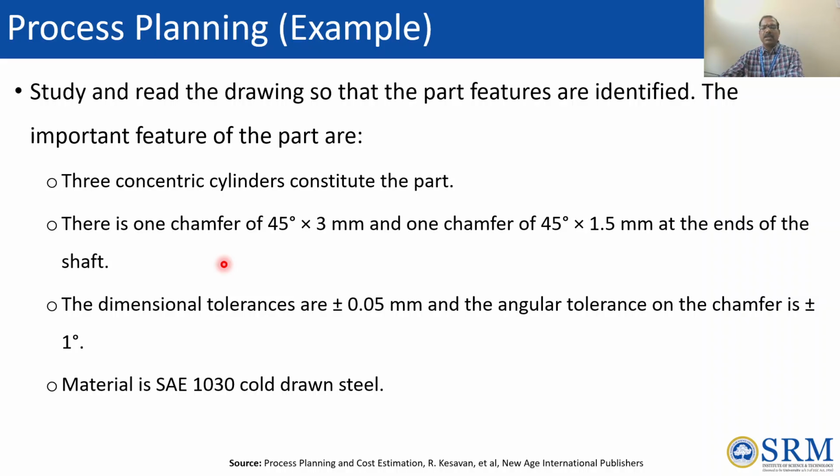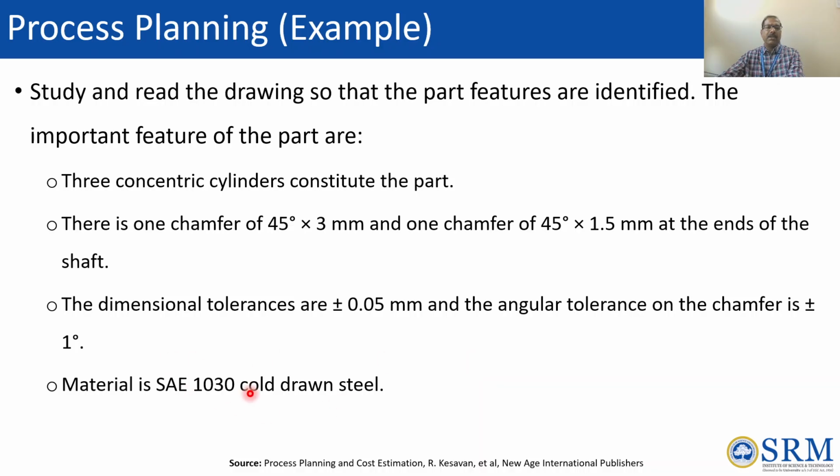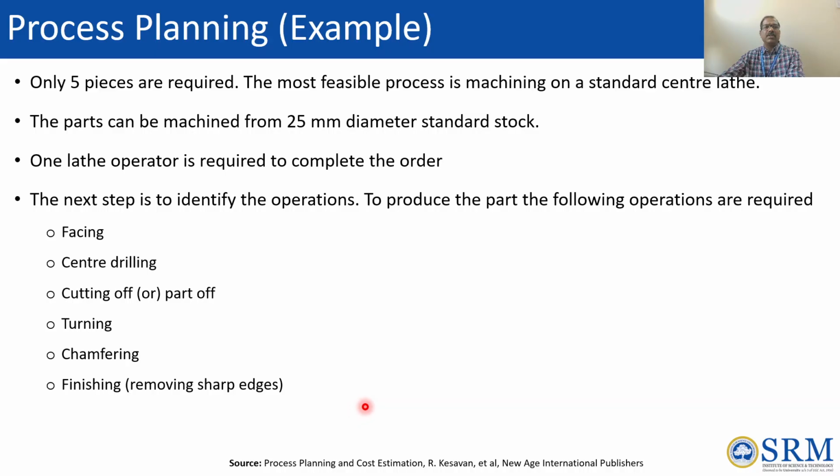Then the dimensional tolerance is given as plus or minus 0.05. Angular tolerance is given as plus or minus 1 degree. And material is also needed, as I said, SAE 1030 made of cold drawn steel. So how many pieces do they need? 5 pieces required. So the most feasible process is machining on a standard center lathe.